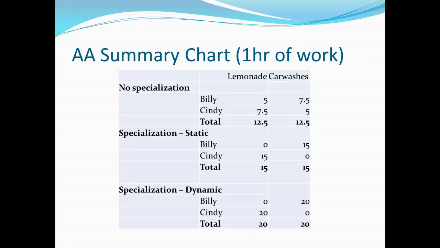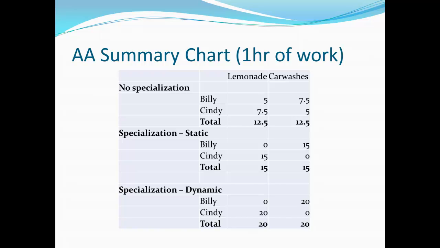Now why is trading here? Well, odds are good that Billy doesn't actually need 15 cars washed, and odds are good Cindy doesn't want to drink 15 lemonades. So, for them to get what they want, Billy, now having a bunch of car washes, Cindy now having a bunch of lemonade, are going to have to trade with each other.